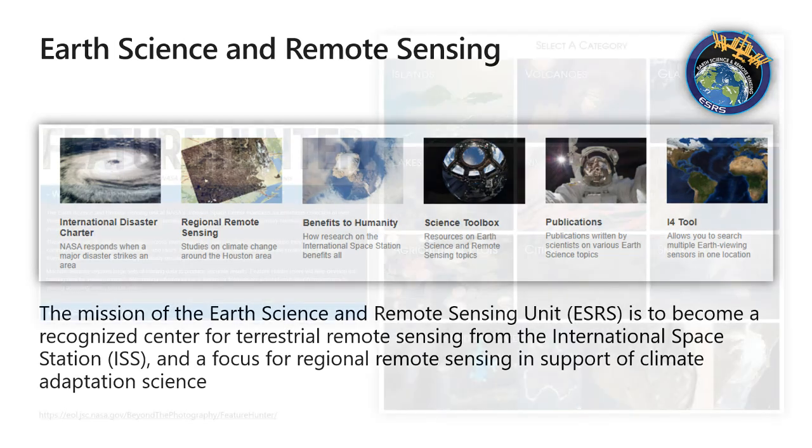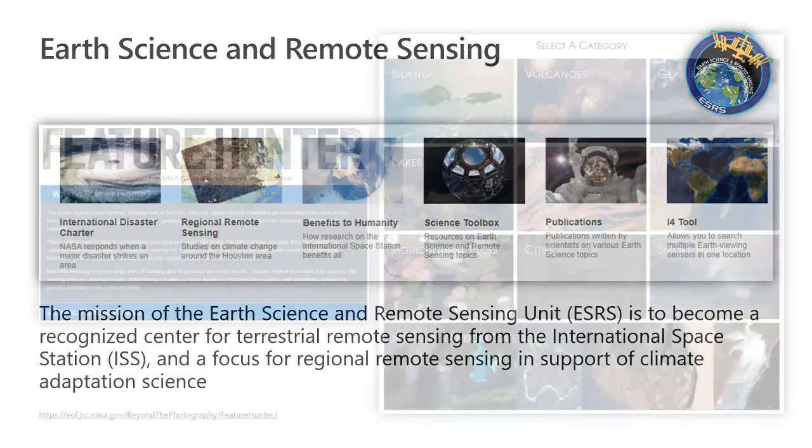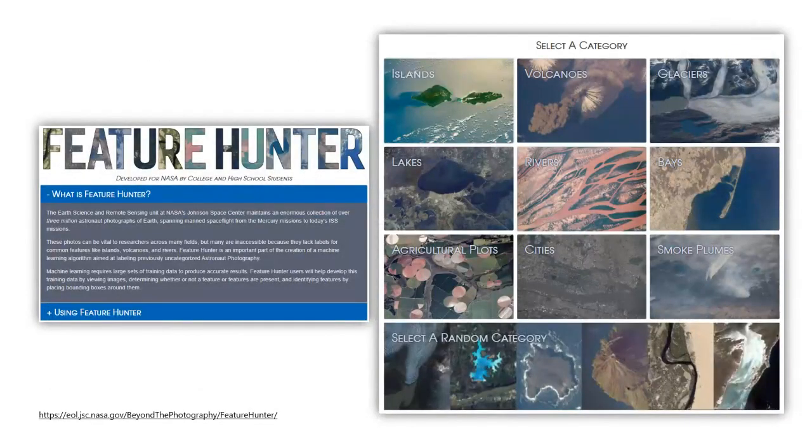Now, a lot of the pictures that we take, as we saw in that earlier picture, look a little bit like this, right? They're very high level. With super zoom and clear skies, we might get some features. Feature Hunter was developed by NASA for college and high school students. What this does is basically allows us to identify features in images such as rivers, lakes, agricultural plots, and that helps us to gain more information about what we're seeing.